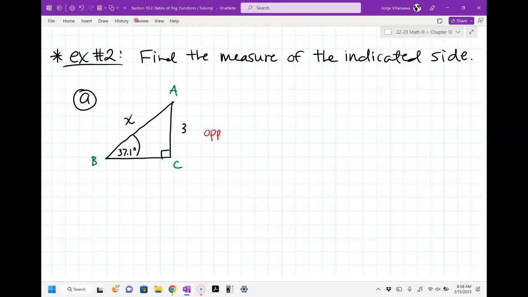Hypotenuse. And you might say, well, I don't know the length, so how do I know it's the longest one? By definition from geometry, they taught you in geometry that the side opposite the 90-degree angle, that's always your hypotenuse. So I know that this is my hypotenuse. So what trig function deals with opposite and hypotenuse? The sine function. So sine of 37.1 degrees is 3 over x, opposite over hypotenuse.